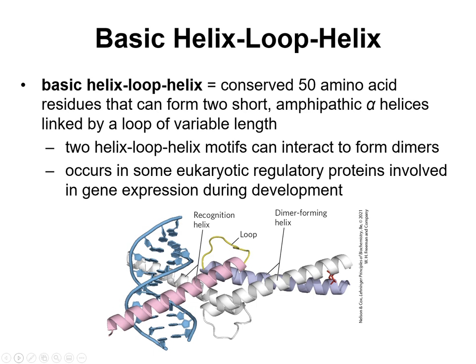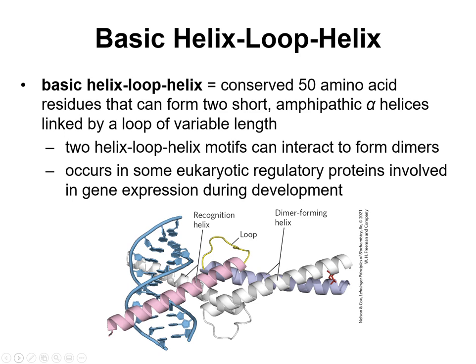There's also the basic helix-loop-helix, a conserved 50 amino acid residue stretch that can form two short amphipathic alpha helices. There's a loop that links the two of them, which varies in length. These helix-loop-helix motifs can interact to form dimers, just like the leucine zippers can.